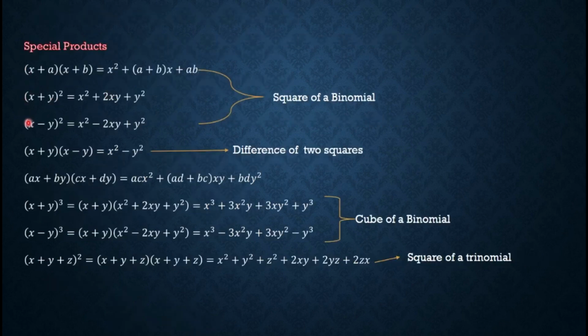These three special products are called the square of a binomial. Another special product is called the difference of two squares, because x squared minus y squared. So this is also a square of binomials, then the cube of a binomial, the square of a trinomial. Let's study these. Some of them can be used in other topics of algebra, so mostly the square of binomials.